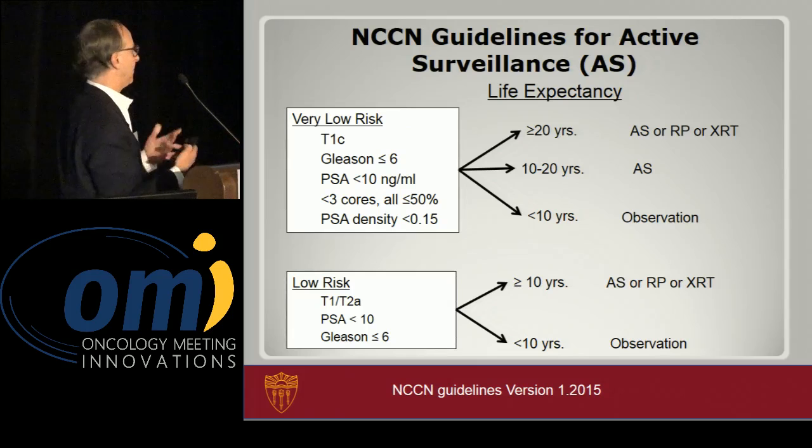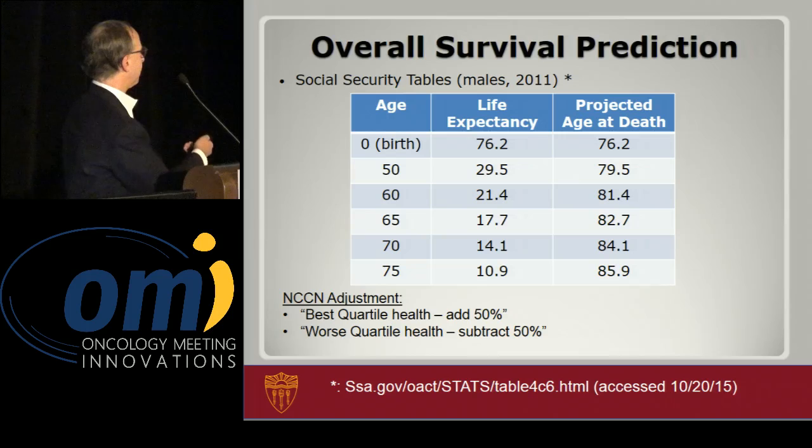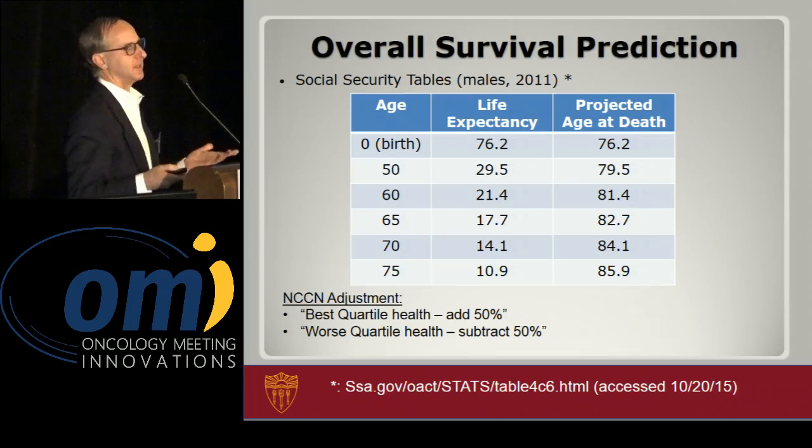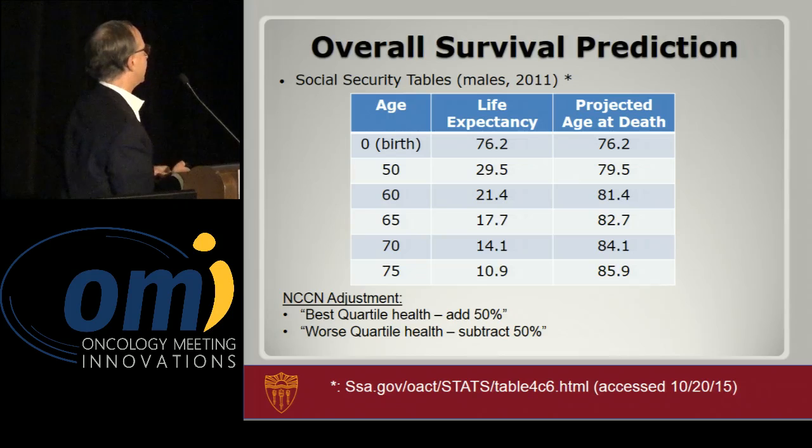As the patients often tell me, I'm certainly not a deity. So how do we do that? This is how the NCCN guideline would have us do it. They'd say, go to the life expectancy tables at Social Security and put in your patient's age, and then you'll get the life expectancy.